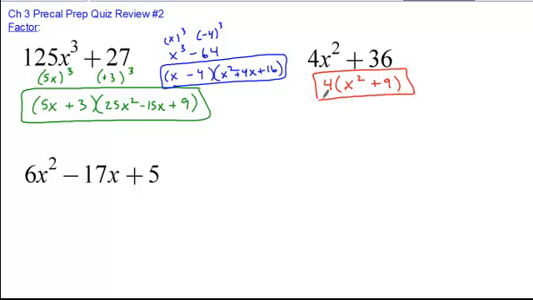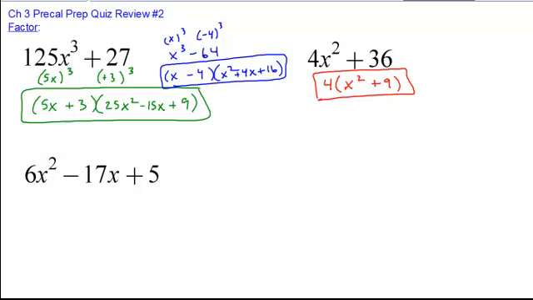A number of students probably had x plus 3 quantity squared, right? Remember, you have to account for the outer plus inner product, which would have been the plus 6x. Since that's missing, you can't say this is x plus 3 squared. And you just leave it. This is as far as it can go. The only thing that can be factored out of this is a 4.